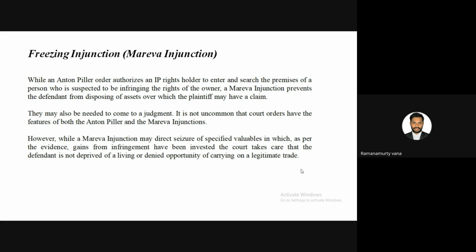Next one is the freezing injunction. It is also known as the Mareva injunction. This is the counterpart to the Anton Piller order. While an Anton Piller order authorizes an intellectual property right holder to enter and search the premises of the person suspected of infringing the rights of the owner, the Mareva injunction prevents the defendant from disposing of assets over which the plaintiff may have a claim. So on one hand, in the Anton Piller search order, you allow the plaintiff along with a solicitor to search your premises, and there is another injunction, the Mareva injunction. It prevents the defendant from disposing of the assets for which the plaintiff may have a claim.